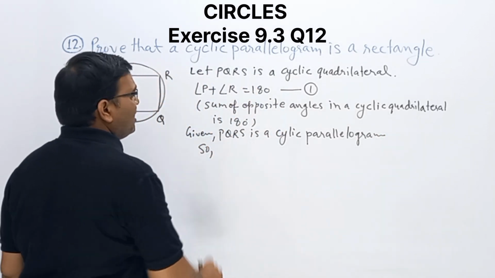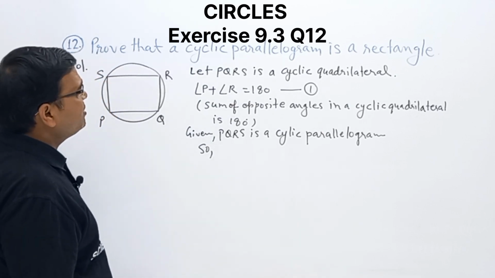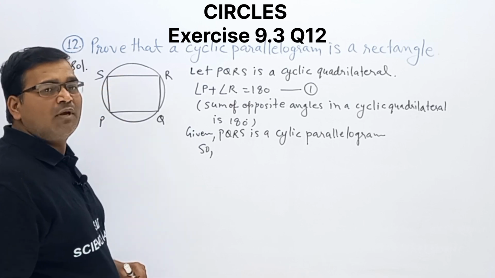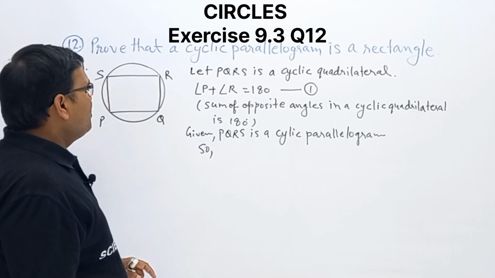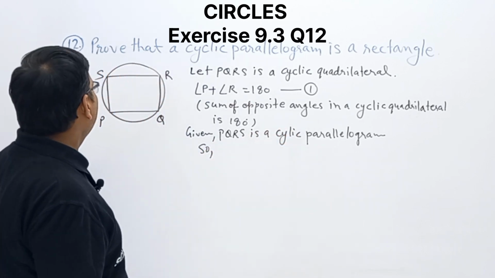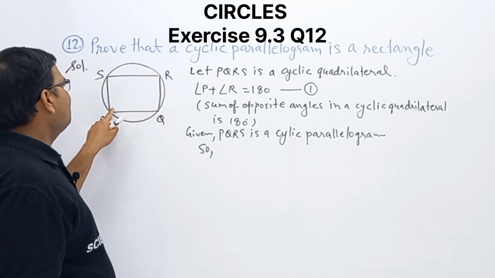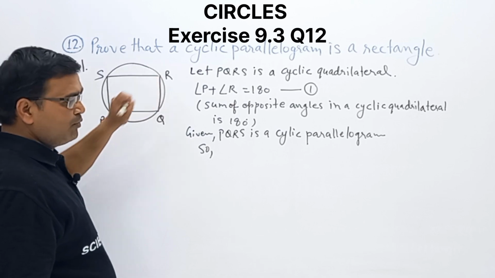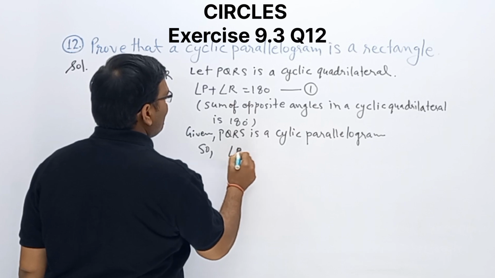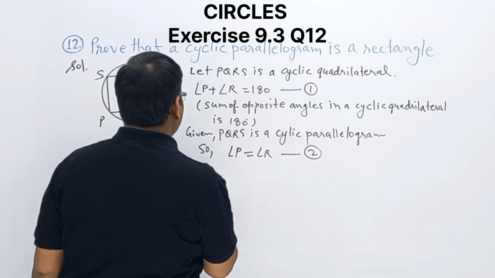So what is the meaning of parallelogram? A parallelogram has opposite sides equal and parallel. If PQRS is a cyclic parallelogram, then opposite angles are equal: angle P equals angle R. I am taking this as equation number 2.